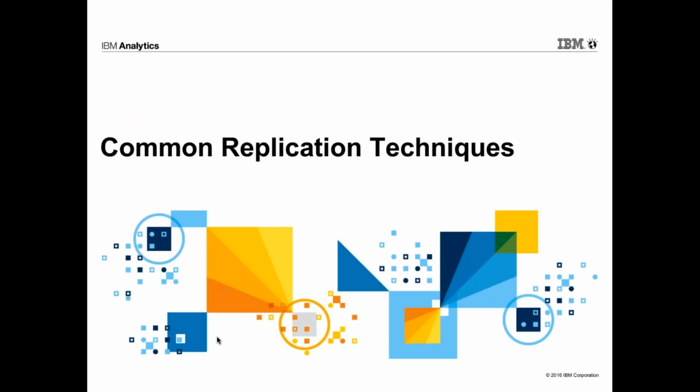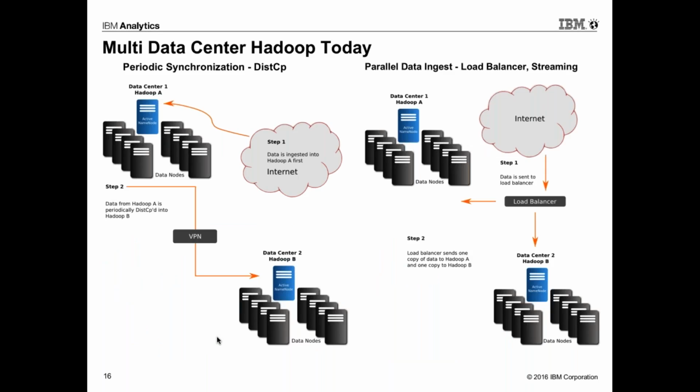So what are the common replication techniques? Why is Big Replicate better, and why is it the world's only WAN technology able to perform data replication? In multi-data center Hadoop today, we are doing periodic synchronization or parallel data ingest. There are techniques in place, there are connectivities that provide data migration, and there are shell scripts you can write to do the data transfer. But Big Replicate is something that defines it uniquely.